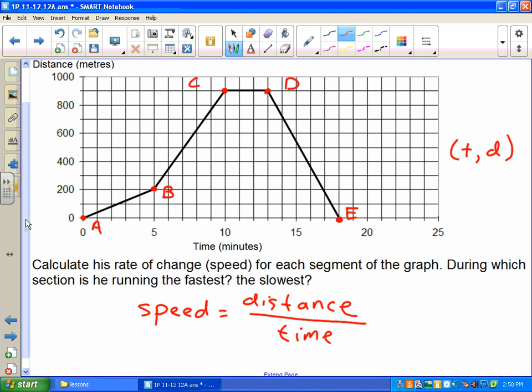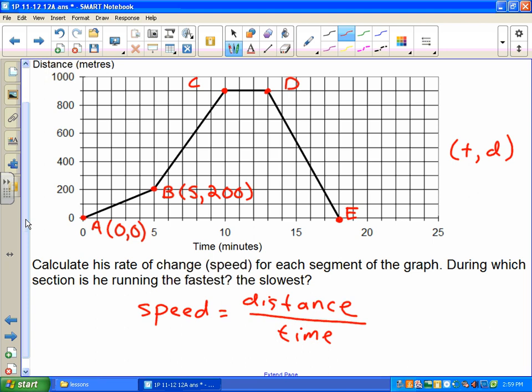So A is the easiest one. What are the coordinates of point A here? 0, 0. What about for point B? What is my time and what is my distance here? 5 and 200. And I better clean this up a little bit so it's a little easier to read. 5 and 200. Point C, what are my coordinates up there?